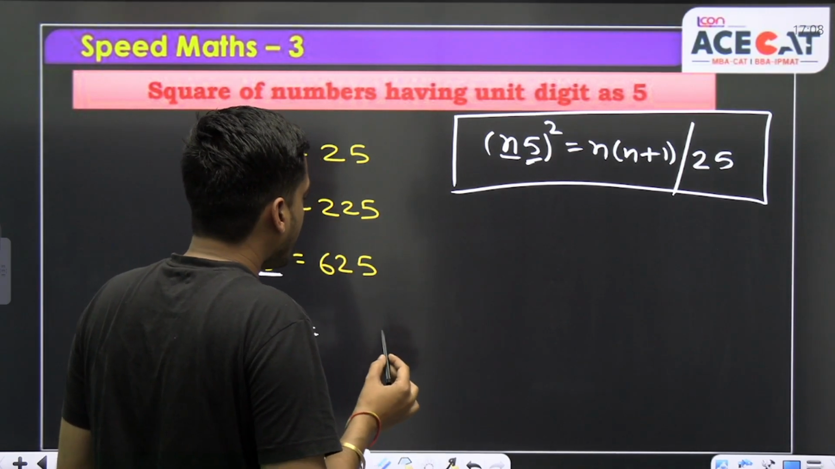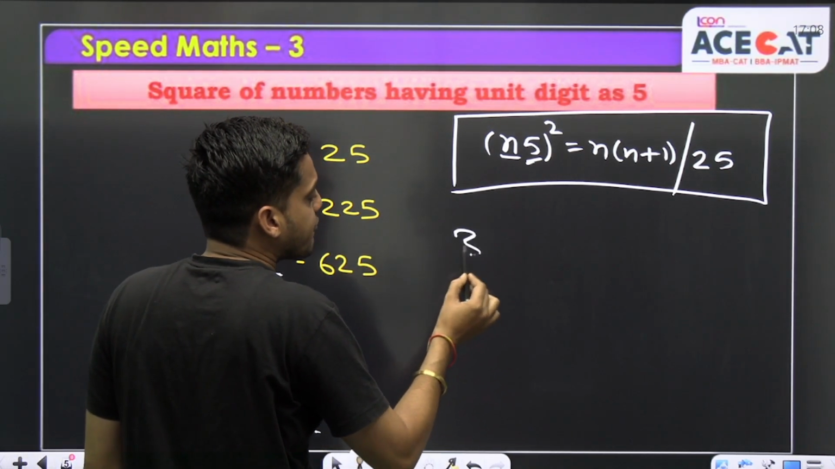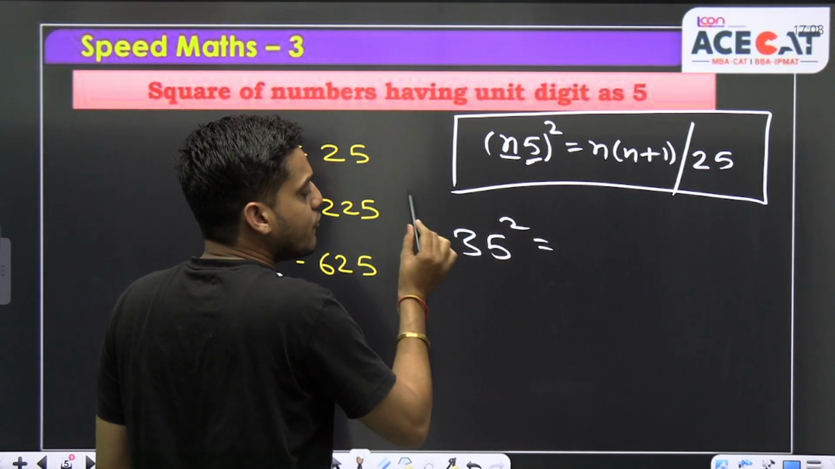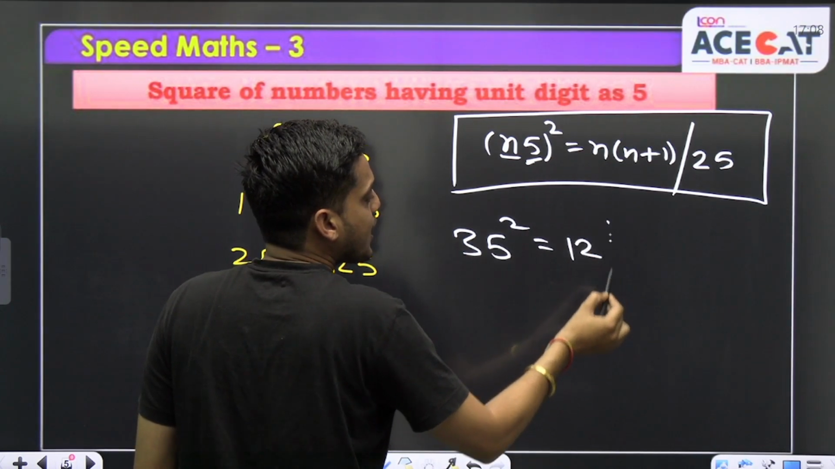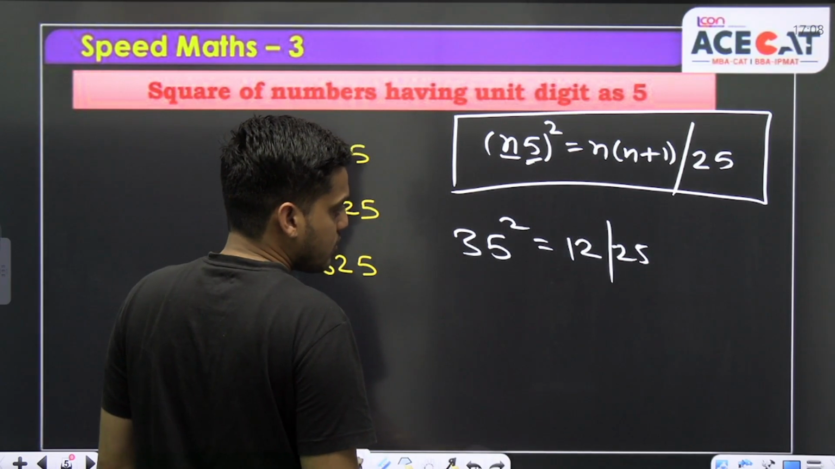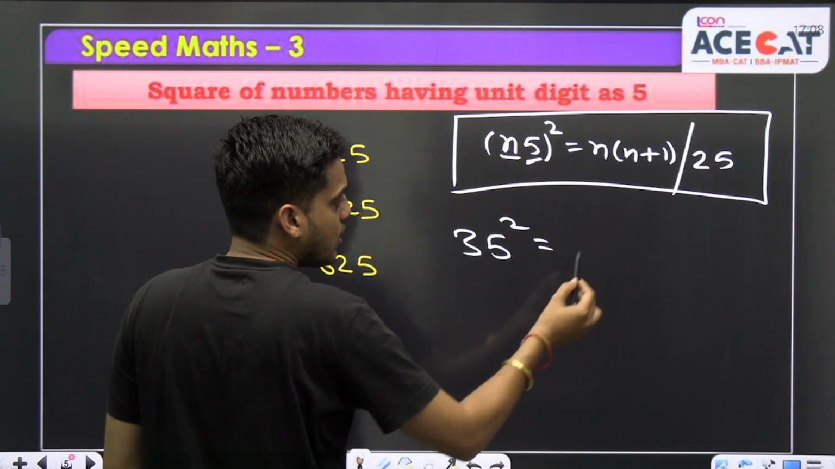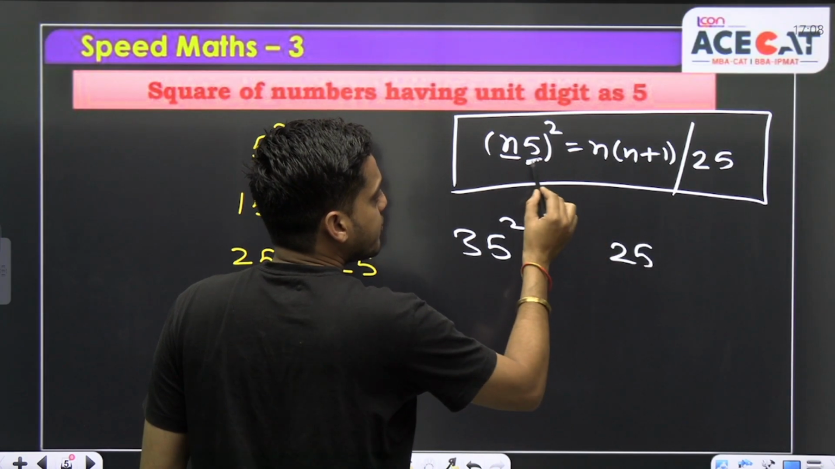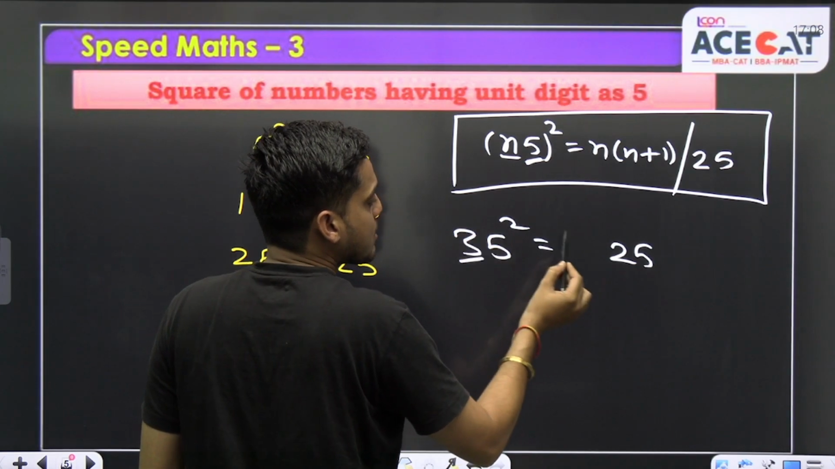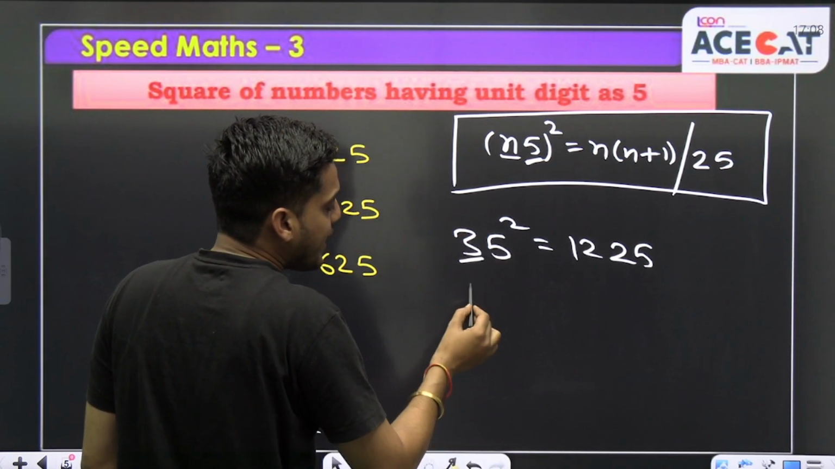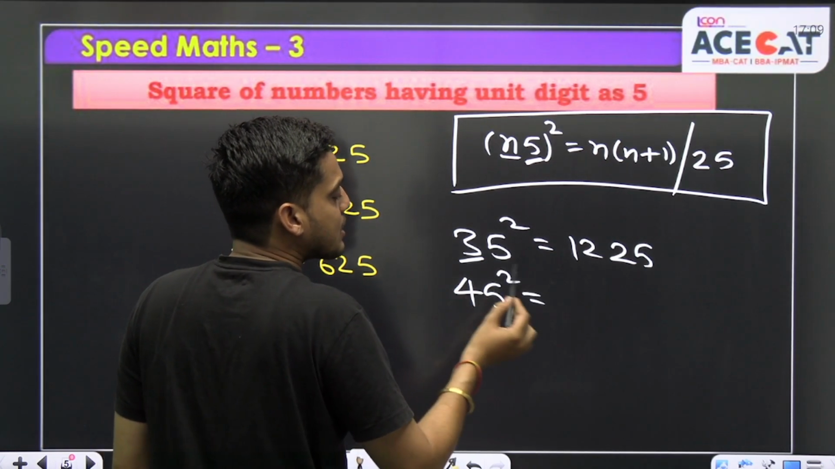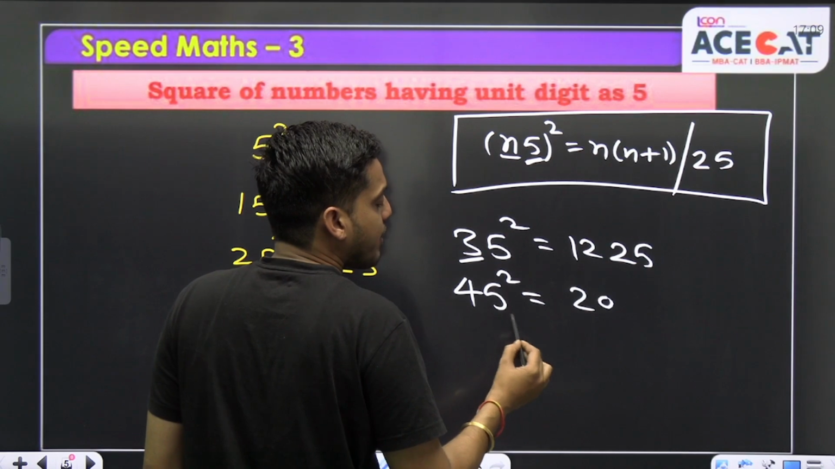For example, if I need to find the square of 35, what do I need to do? Multiply 3 with the next number. 3 fours are 12, and write 25 in the end. 1225 is the square. Just write like this, 25 in the end for sure because of the 5. And write here 3 fours, multiplying this 3 with the next number, 12. If I tell you to find the square of 45, you will say multiply 4 with the next number. 4 fives are 20, and 5 square is 25.